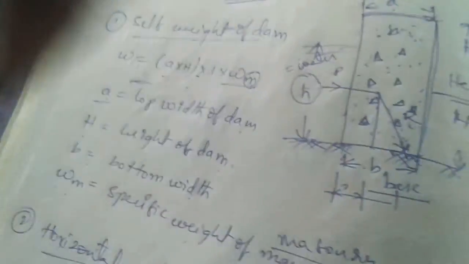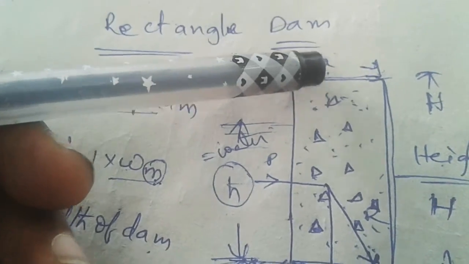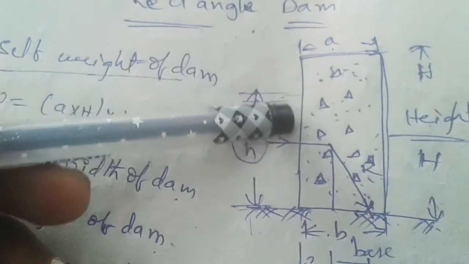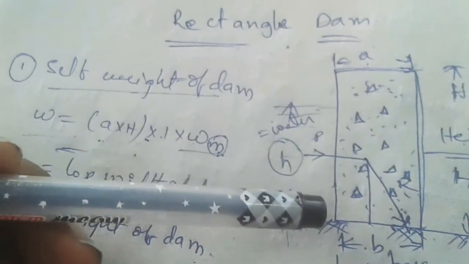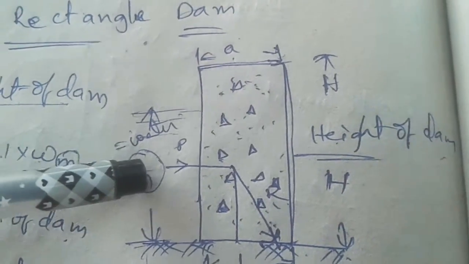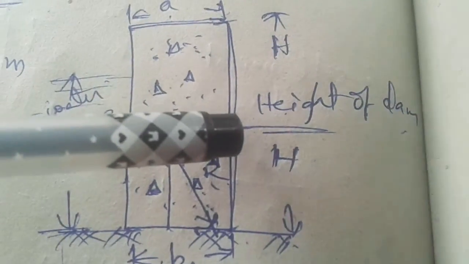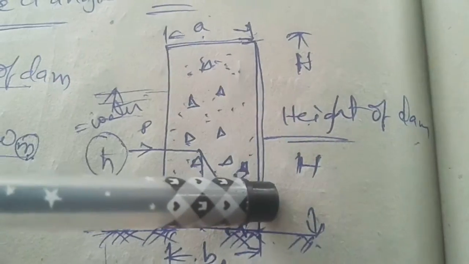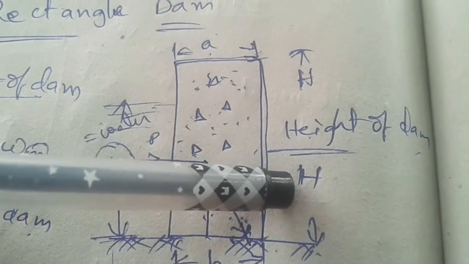Okay, I'm going to explain. This is the top width of the dam, this is the bottom width of the dam, and here is the water pressure acting. From here to here the water level is denoted by small h for the height of the water level, and capital H is for the height of the dam, from top to bottom.